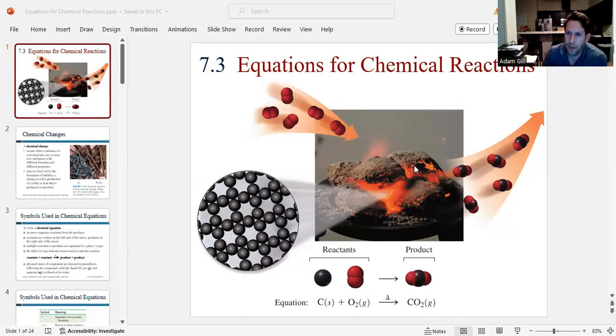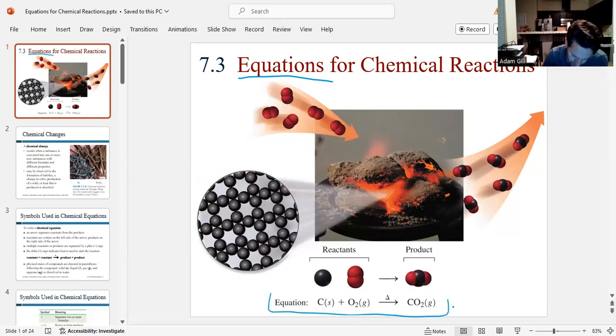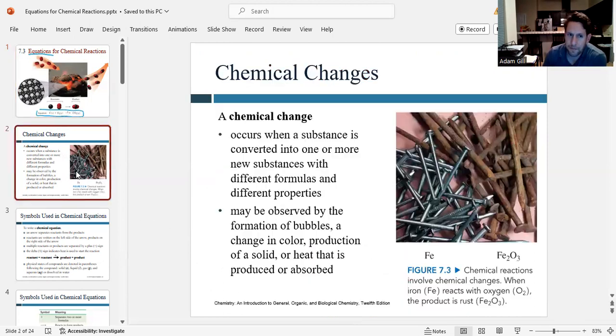Now, how do we describe this chemical reaction on paper? Well, that's what we mean when we say equations for chemical reactions. And down below here, this is the equation for this chemical reaction. We'll get to these symbols in a minute. Recall from chapter 3 that a chemical change is when one substance is converted into a new substance, and that new substance has different properties.